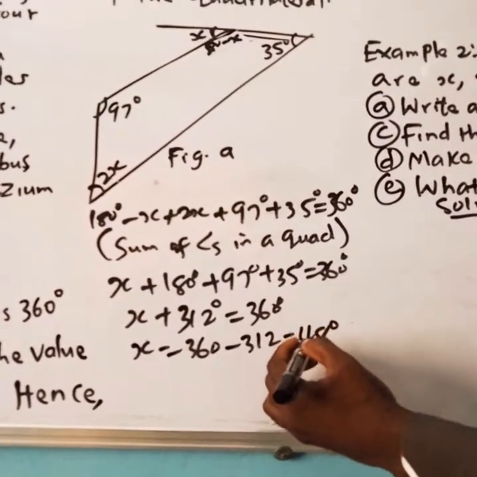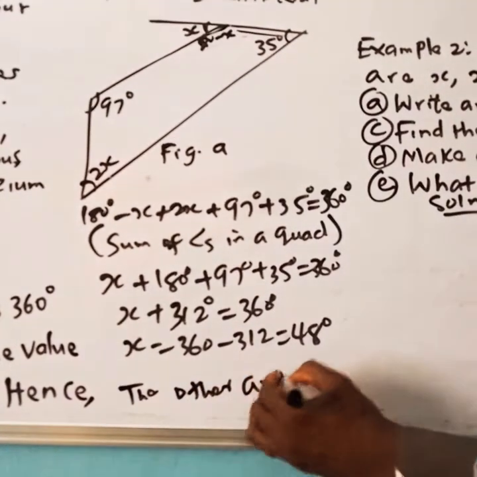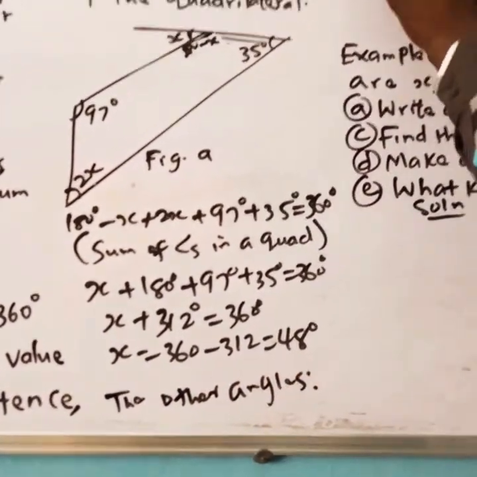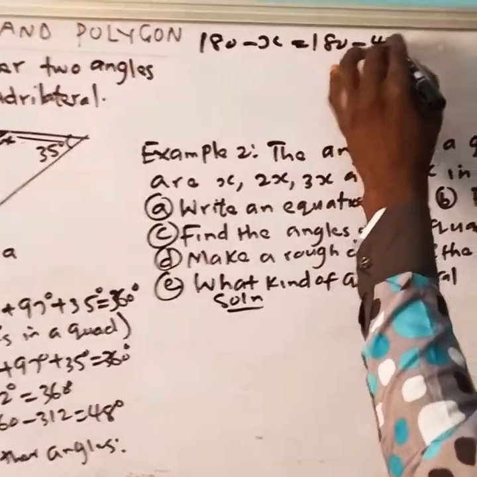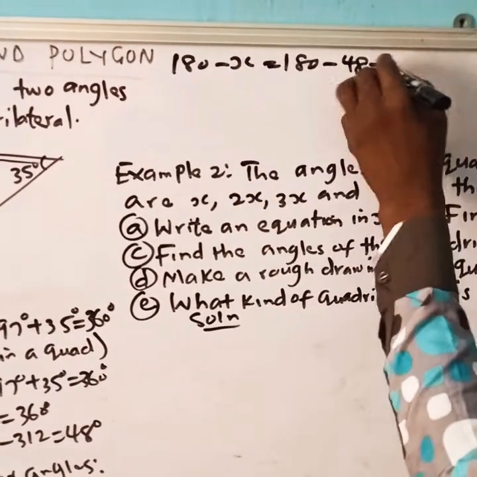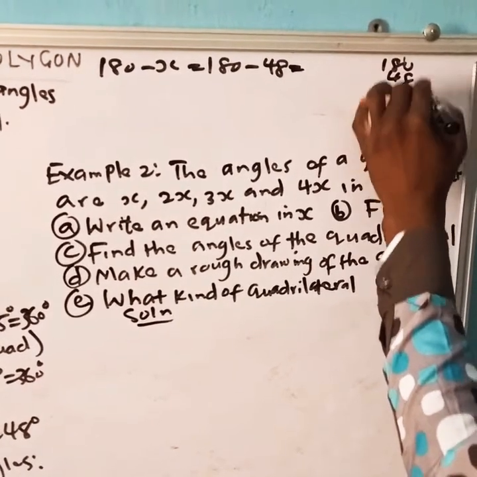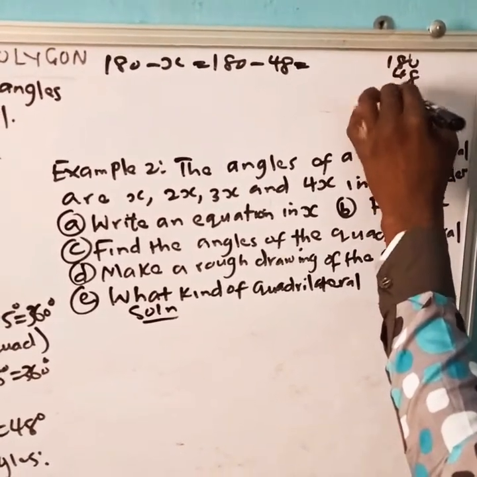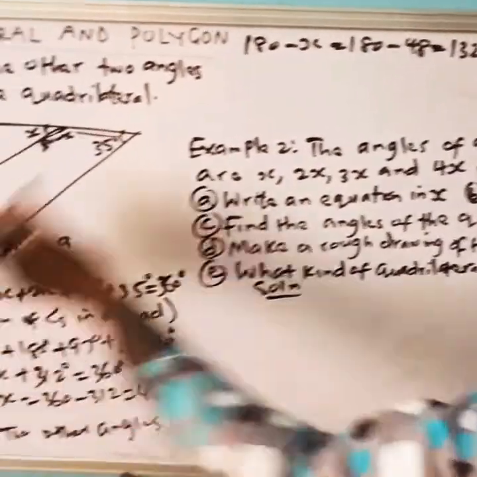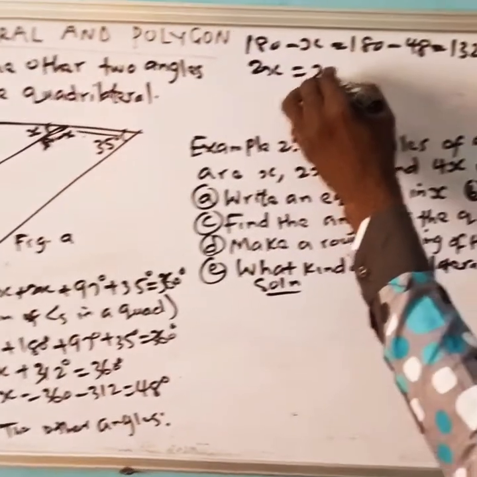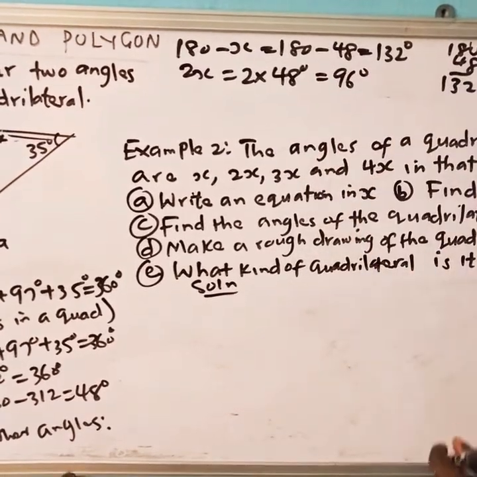So you are required to calculate the other angles. So the other angles are 180 minus x and 2x. This is 180 minus 48. So let's see how this goes. 180 minus 48: we borrow 1, 10 minus 8 is 2, here should remain 7, 7 minus 4 is 3, that's 132 degrees. Don't forget your degree. And the other angle is 2x, that's 2 times x, which is 48 degrees, that is 96 degrees. These are the angles.